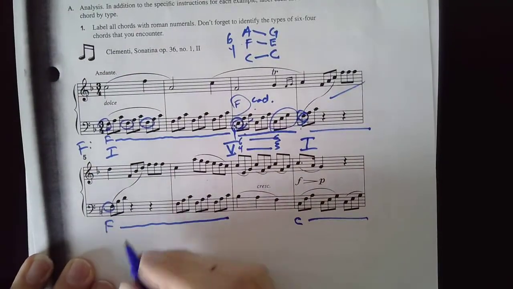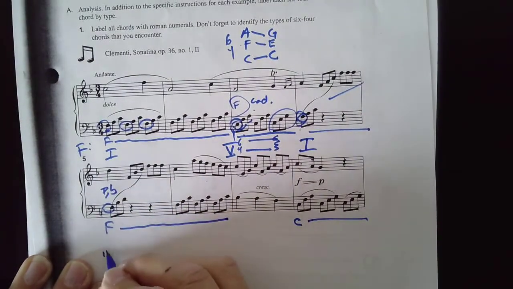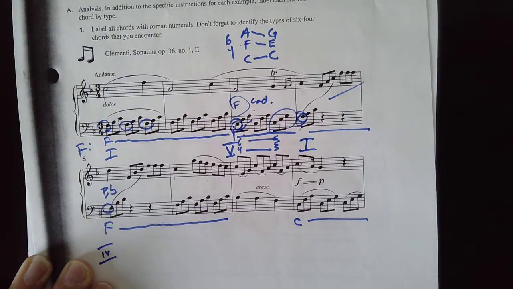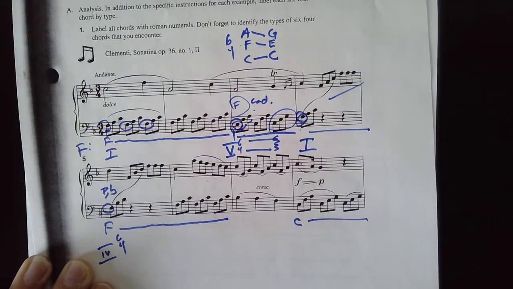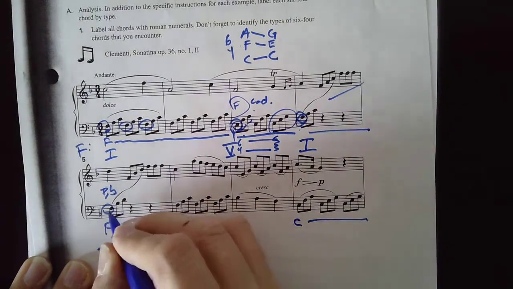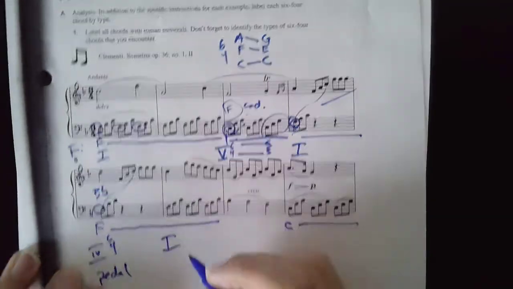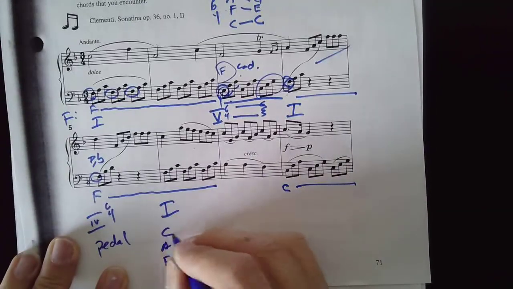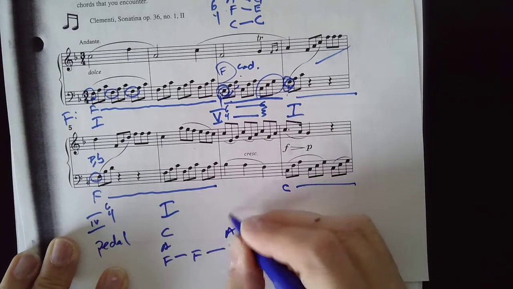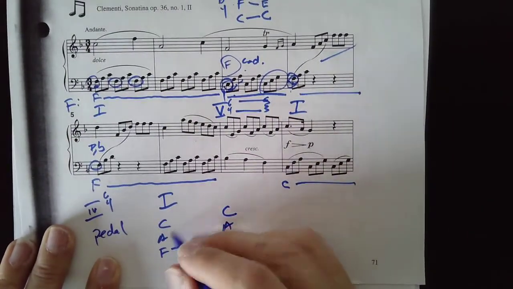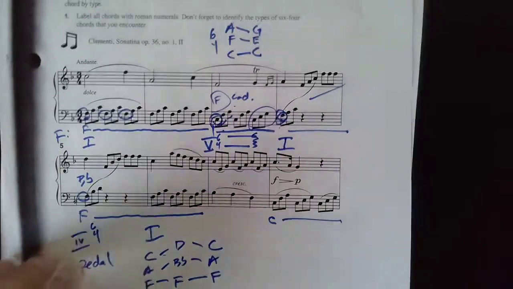Now here, F is still on the bass, but you see this is a B flat chord. And B flat is 4. With F in the bass, that's a 6/4. So what kind of 6/4 chord is that? That is a pedal 6/4. Right? You see F sustains in the bass, so we have F, A, C, F sustains. Okay. A moves up to B flat and back to A. C moves up to D and back to C.